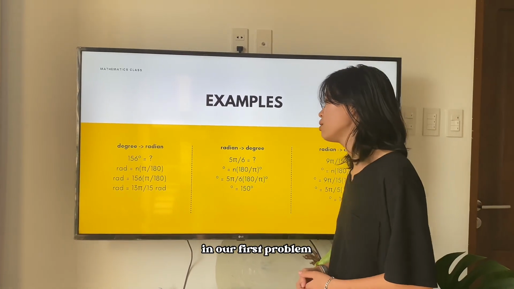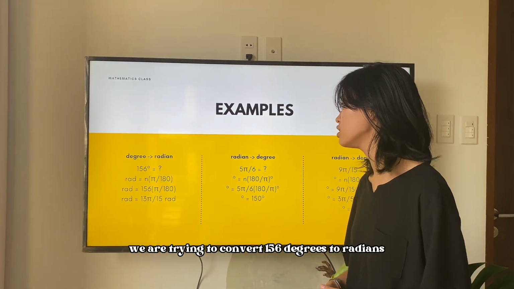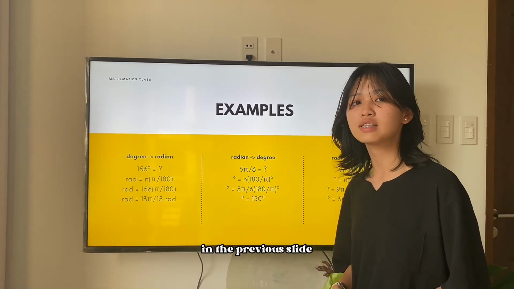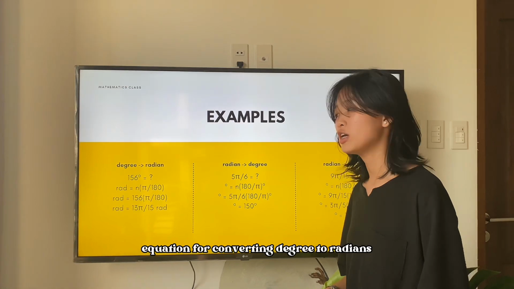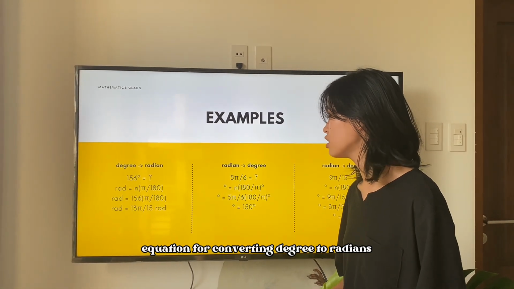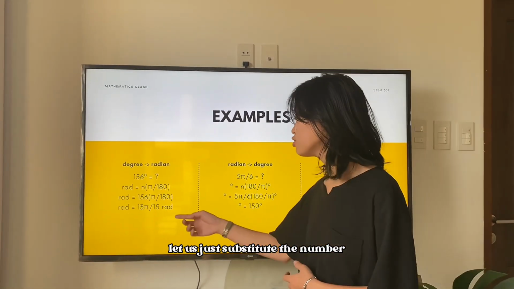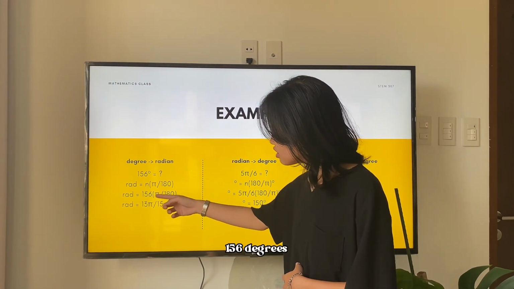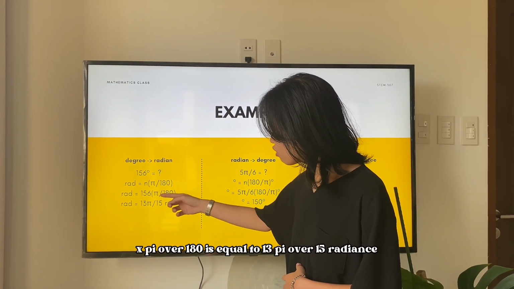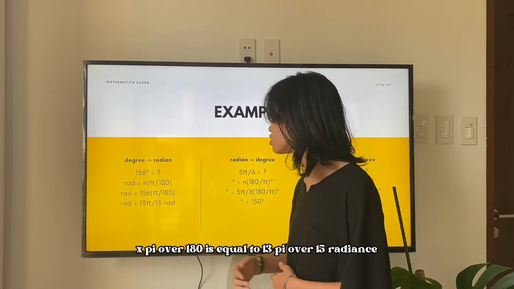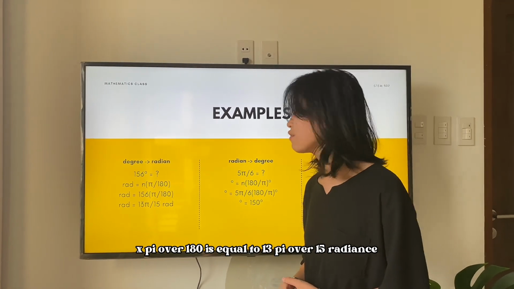In our first problem, we are trying to convert 156 degrees to radians. In the previous slide, we already know the equation for converting degree to radians. Let us just substitute the number: 156 degrees times pi over 180 is equal to 13 pi over 15 radians.